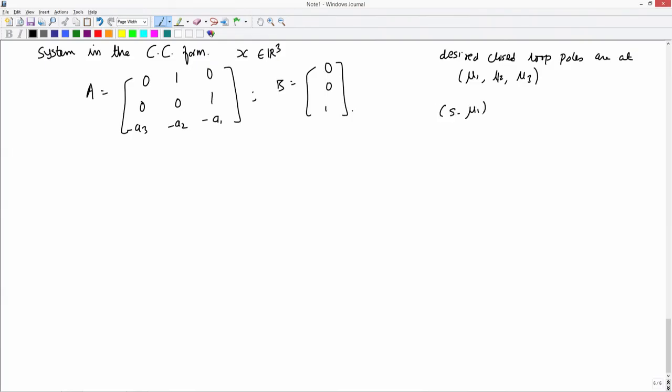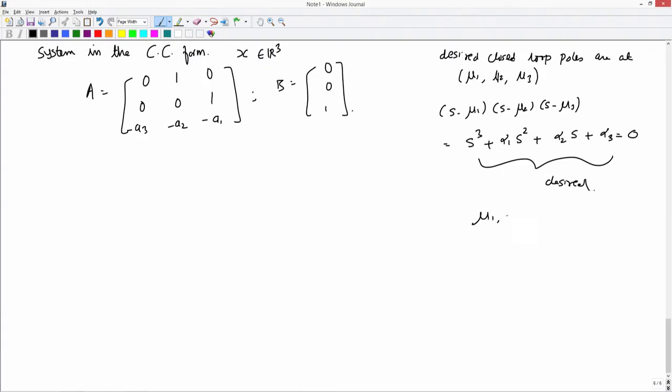So, my desired characteristic equation would be like this. Let us write it as s cube plus alpha 1 s square plus alpha 2 times s plus alpha 3 equals 0. This is the desired one, in such a way that mu 1, mu 2, mu 3 and in turn alpha 1, alpha 2, alpha 3 are known.